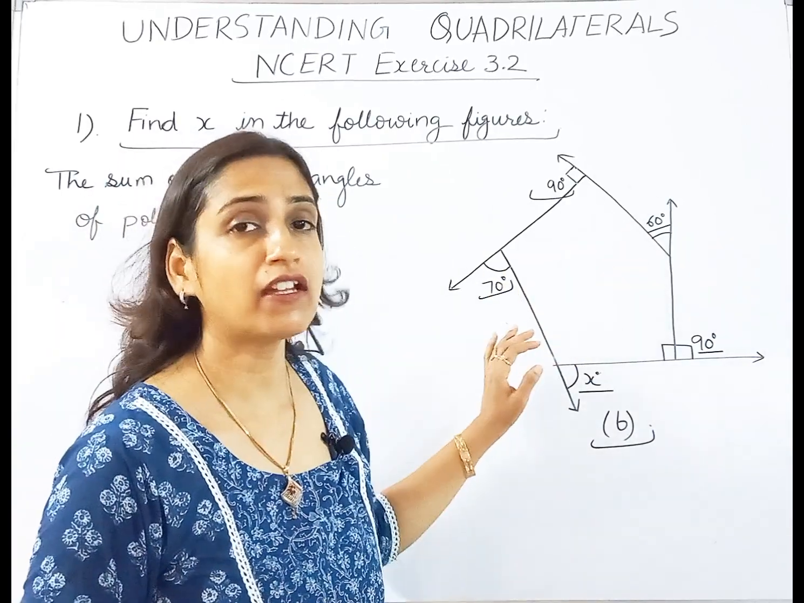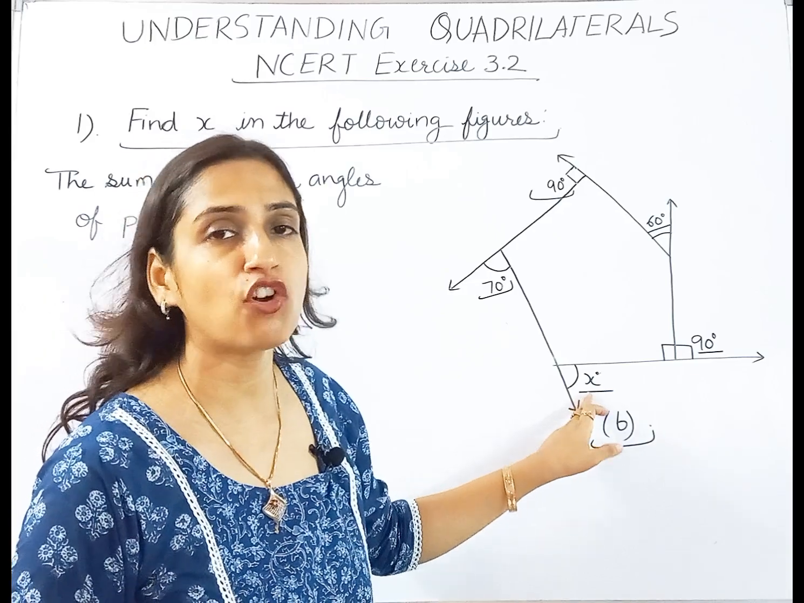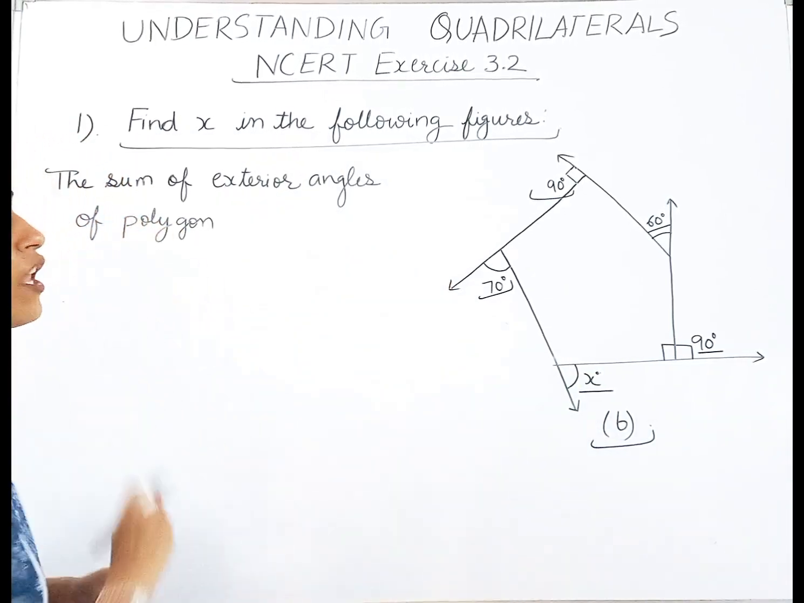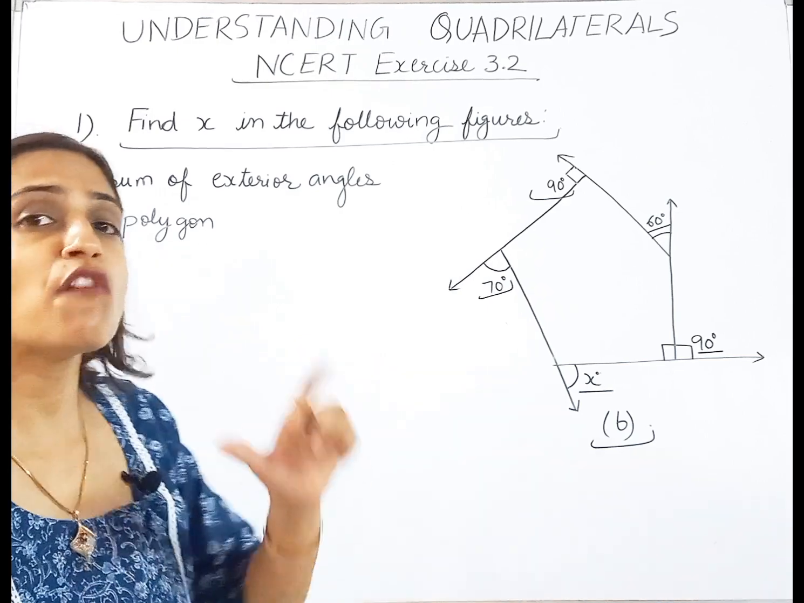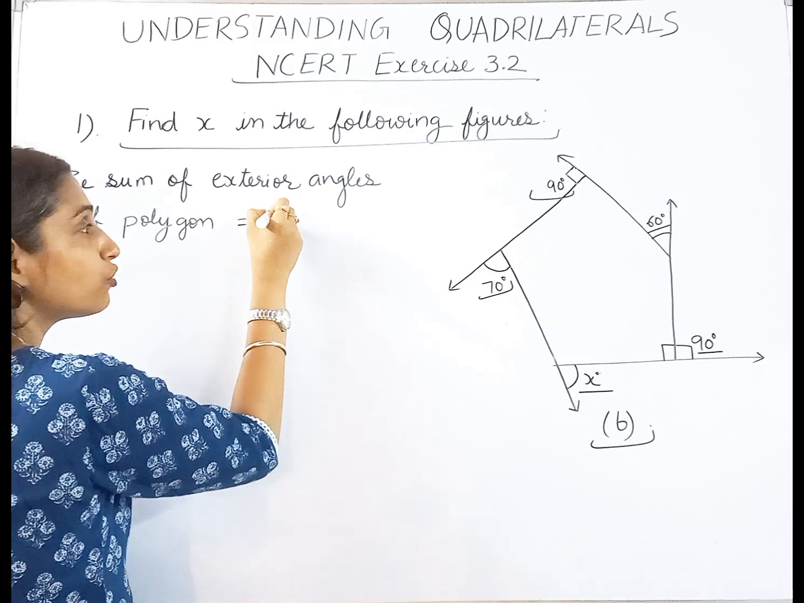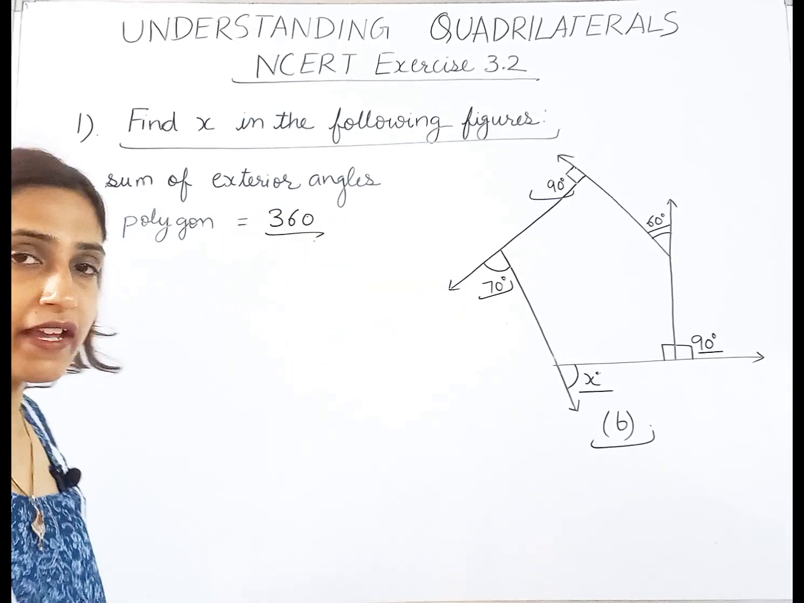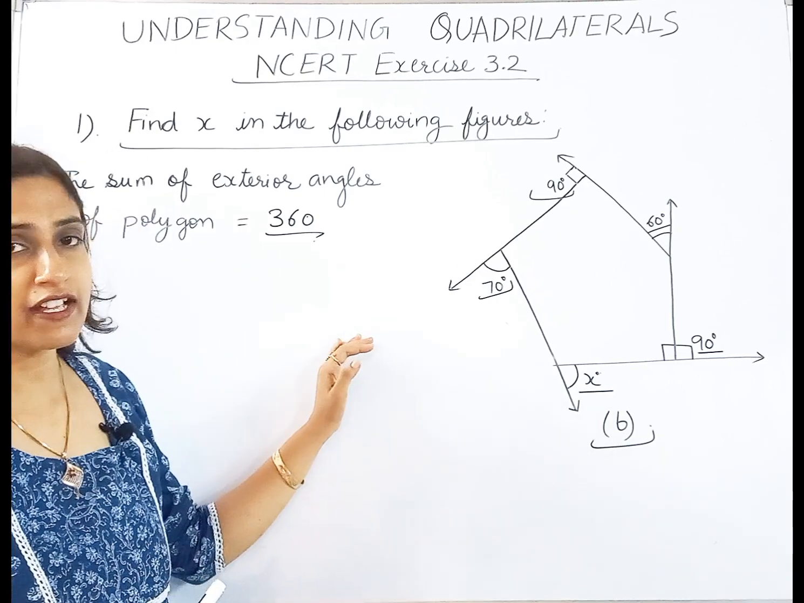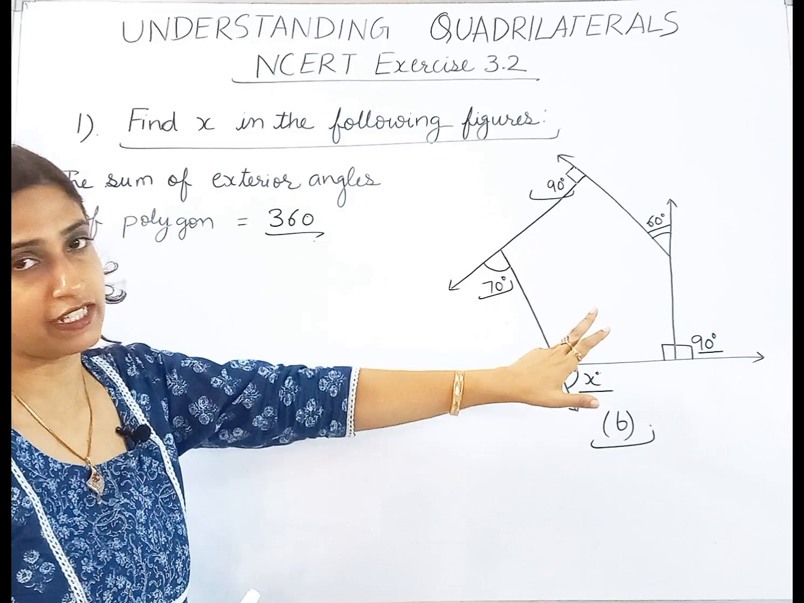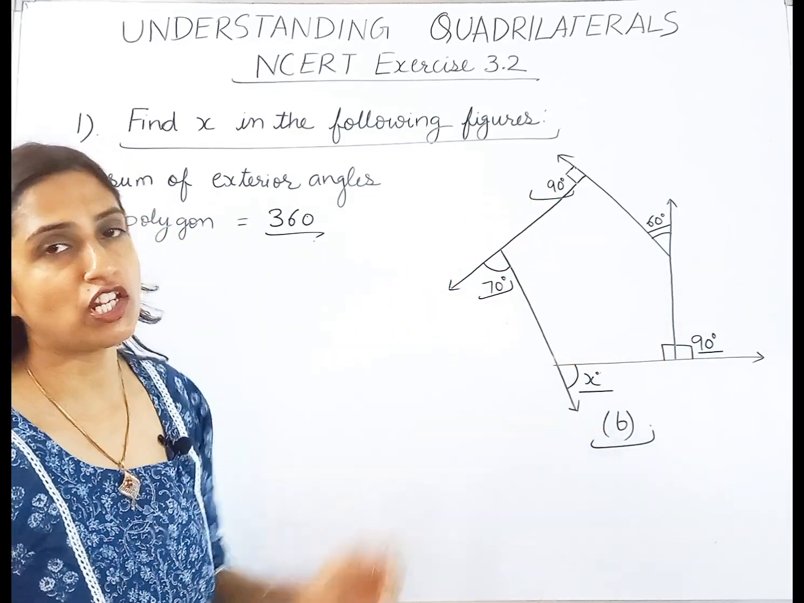So in this pentagon, we are given the value of 4 angles and we have to find the value of the fifth exterior angle. We know that the sum of all exterior angles of a polygon is always equal to 360 degrees. So this is a pentagon, and there are 5 exterior angles. So the sum of all 5 angles is equal to 360 degrees. We know the value of the other 4 angles, so we can find the value of x.